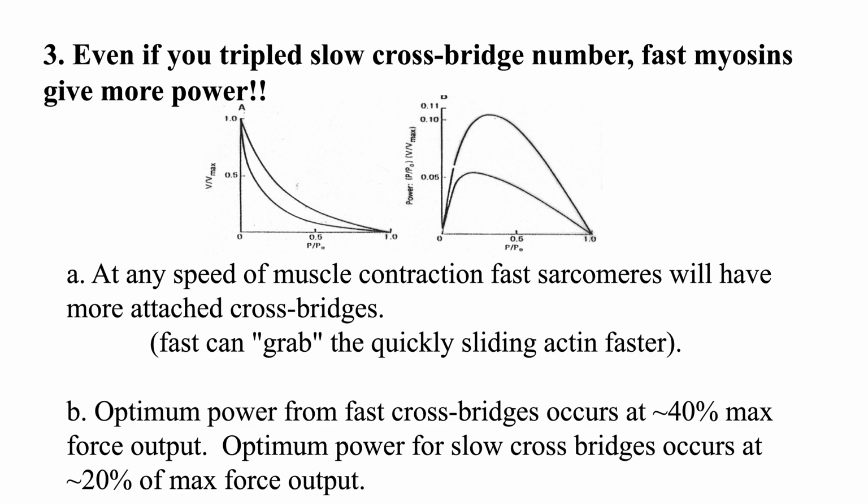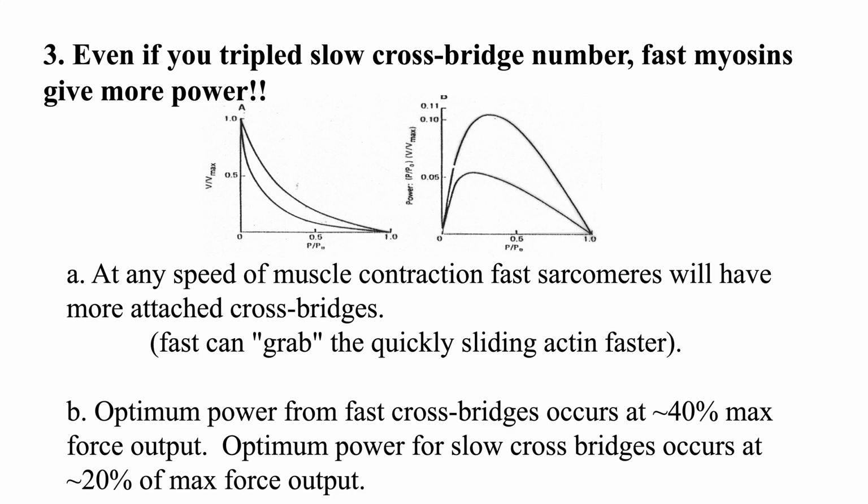So fast myosins have their optimum power when almost half of all their cross bridges are attached. And it's just by nature fast, that's once again another part of why they're called fast myosins, because they have the ability to make attachments at a faster speed than the slow myosins can. And we see on the power curve, the optimum power output is at about 40% cross bridge attachment for our fast myosins. Slow cross bridge is only about 20%.